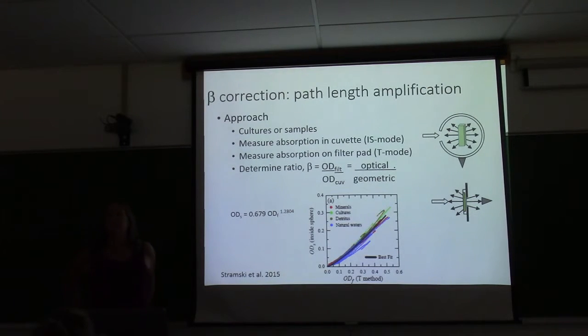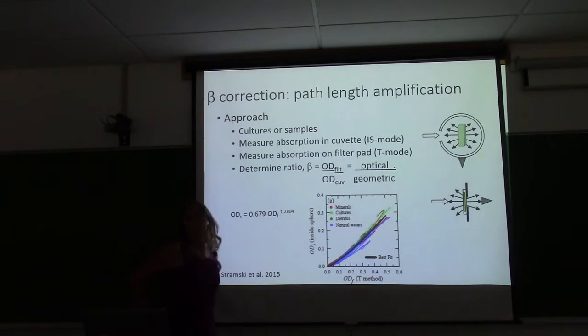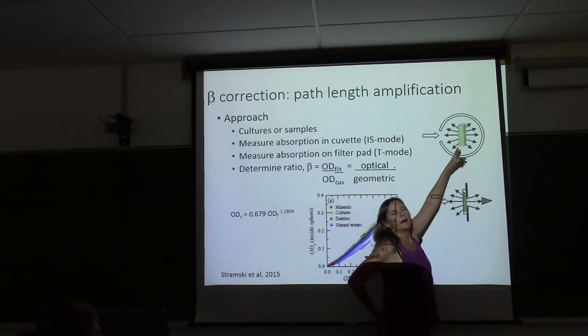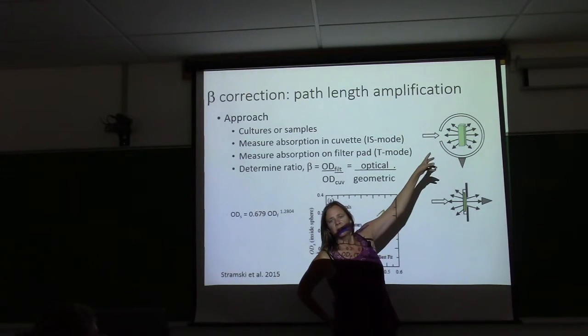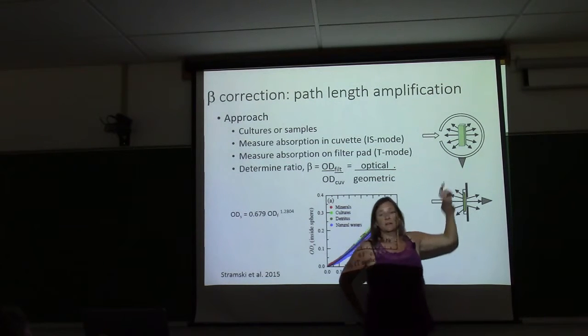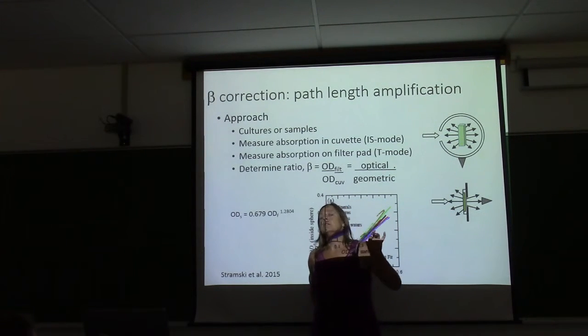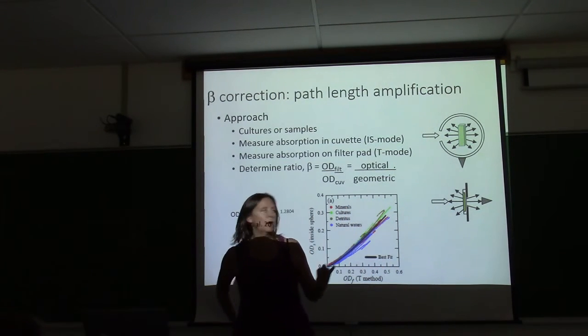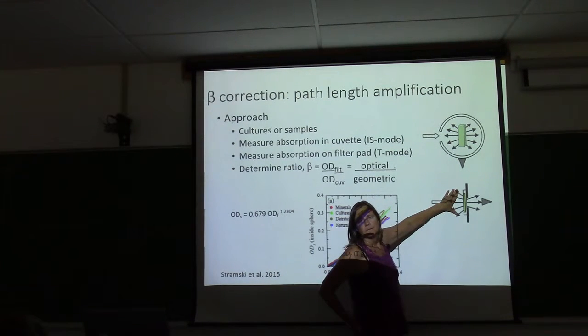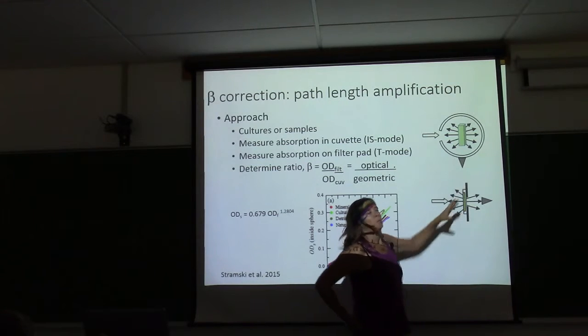So I'm a little confused. I haven't done the integrating sphere method. Is it only the cuvette, or do they look at the filter? So what Stramski does, they derive a beta, a path length amplification, by doing a suspension in the integrating sphere, and they run all of their filters in the integrating sphere as well, because then you're capturing all of this. Do they rotate it? Yes.